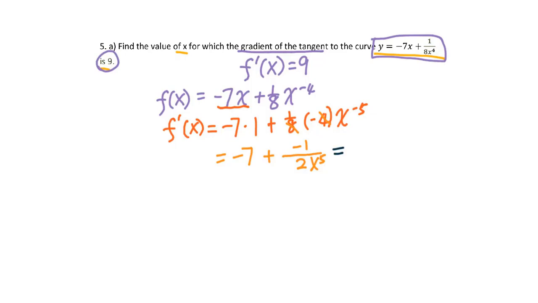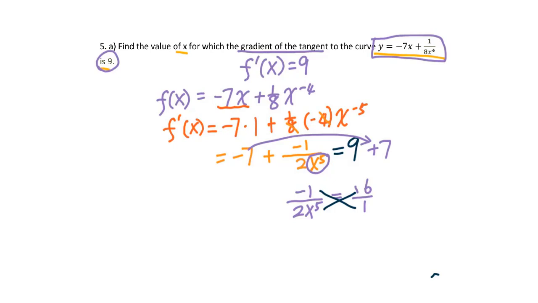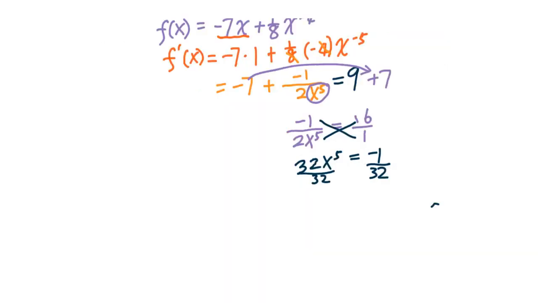Then for this one, we set it equal to 9. Okay, so we try to solve for x to the fifth power. We isolate this x to the fifth power first because this is a power equation. So we add 7 to both sides. You will get negative 1 over 2x to the fifth power equals 16. Then you can cross multiply. You will get 32x to the fifth power equals negative 1. Then divide by 32 on both sides. You will get x to the fifth power equals negative 1 over 32.